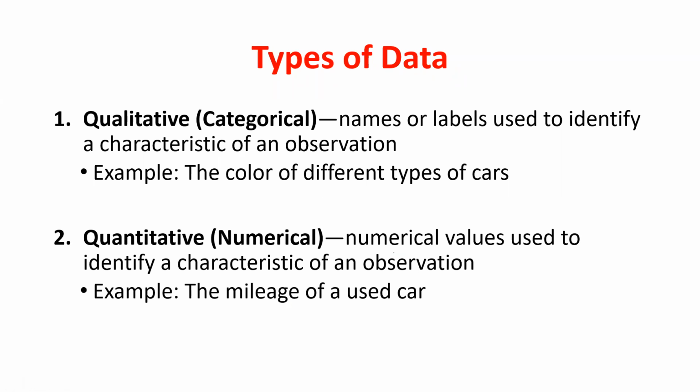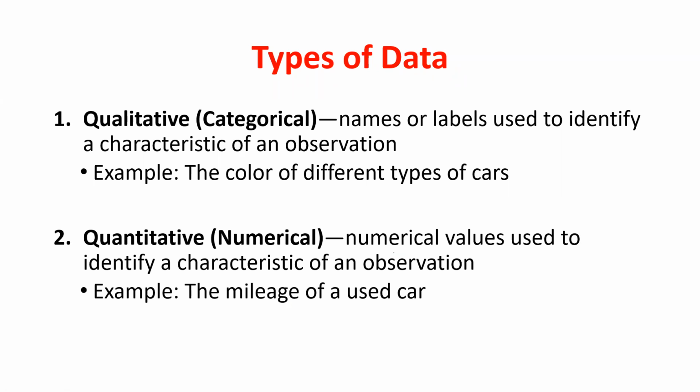An example of a qualitative variable would be if I had a used car, and let's say I'm managing a used car lot, and I've got all these cars. I've got the color of each car: red, blue, green. The color would be a qualitative variable that I'm collecting.